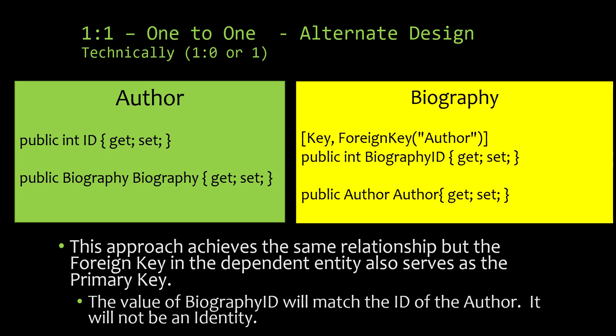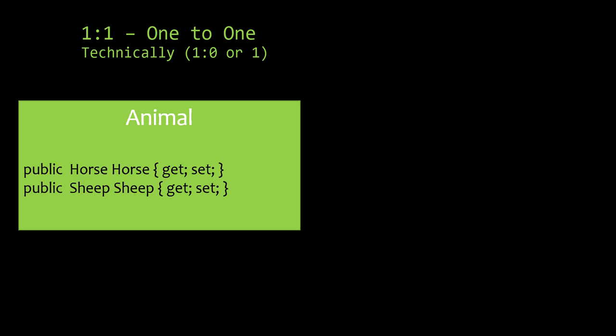In this case, the value of biography ID will match the ID of the author, right? And that's often very useful for us. It will not be an identity. It won't be generated by the database. It will be assigned. So you have to have the author there first, and then you can create the biography related to the author, and it basically inherits, you might say, the primary key of the author. The primary key of the author also becomes the primary key of the biography, right? Just to show another variation on this overall approach.